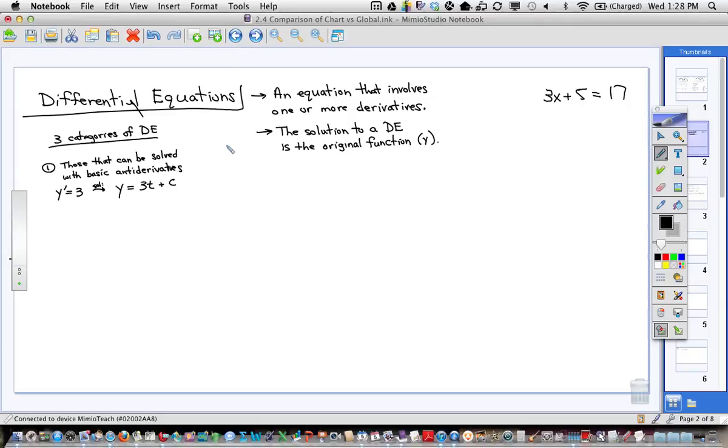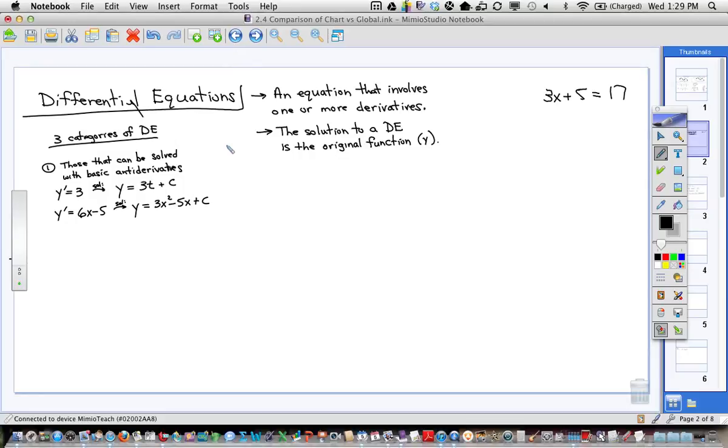Here would be another example. y prime equals 6x minus 5. That is a differential equation, right? It's an equation, it's got a derivative in it. What's the solution? Well, it's the original function y, so that would be what? 3x to the second. Why? Because if you did the derivative of that, it would give you 6x minus 5x. I'm using x. Now, in this one, we would use x because the differential equation was given to me with x as its input variable. So I'll go ahead and use x. And then plus some constant c, right?